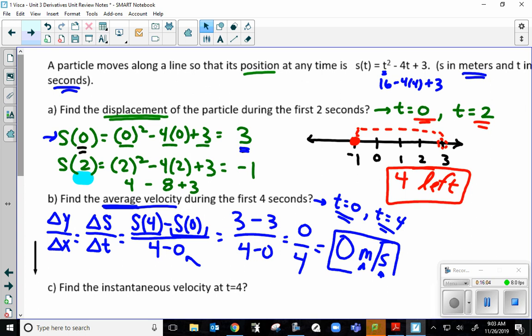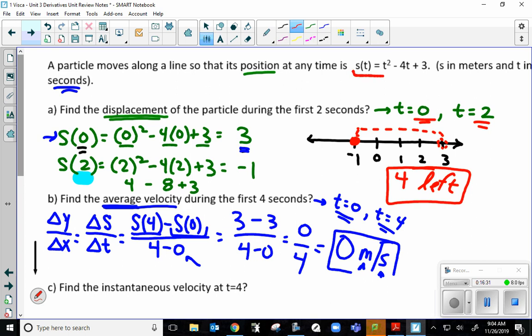Now, let's find the instantaneous velocity right at t equaling 4. Instantaneous velocity, derivative. It's not the average between 2 points anymore. We want to find the velocity not between 2 points, but right at 1 point, so I need to take the derivative. I'm going to take the derivative of this right here because this is position. Velocity is the derivative of position, isn't it?